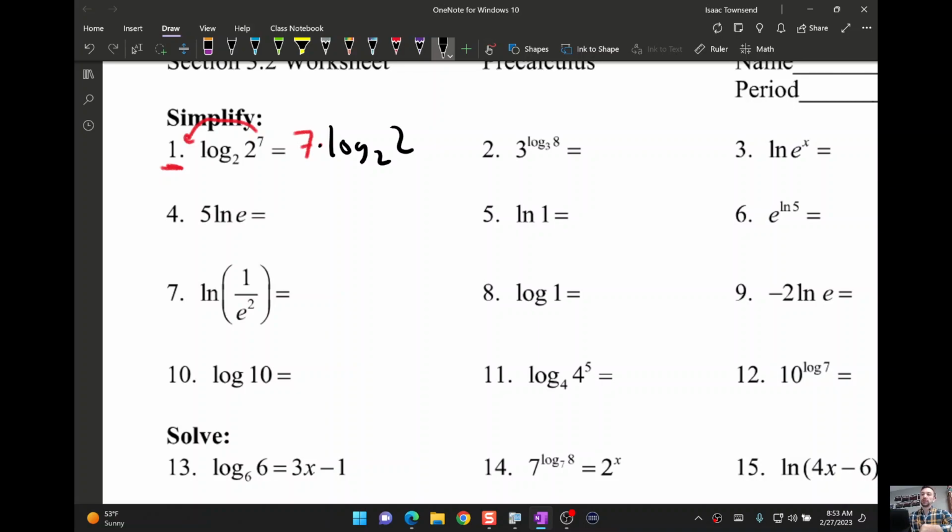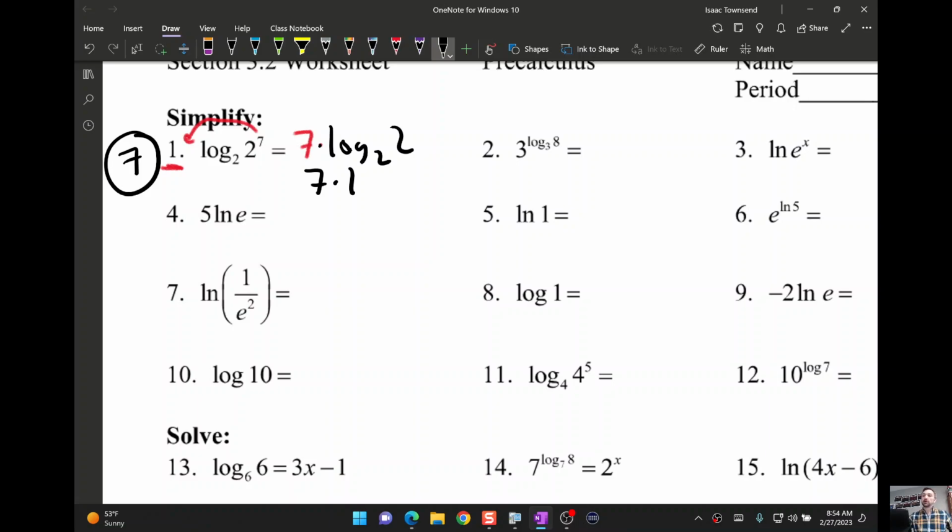And for this question, you need to remember how to read a logarithm. This is asking you 2 to what power gives you 2, which is of course 1, so your answer comes from 7 times 1. So that property of bringing the exponent down and knowing how to read an exponent.